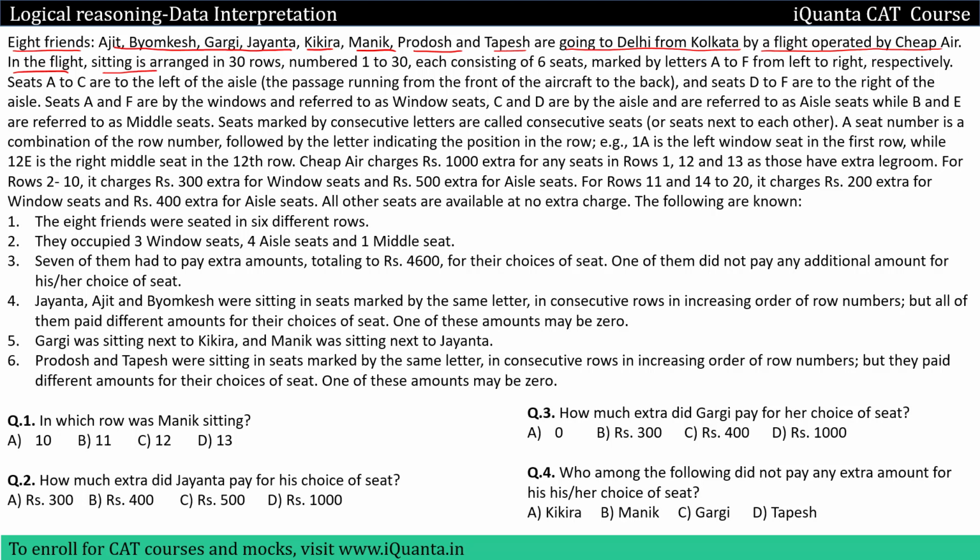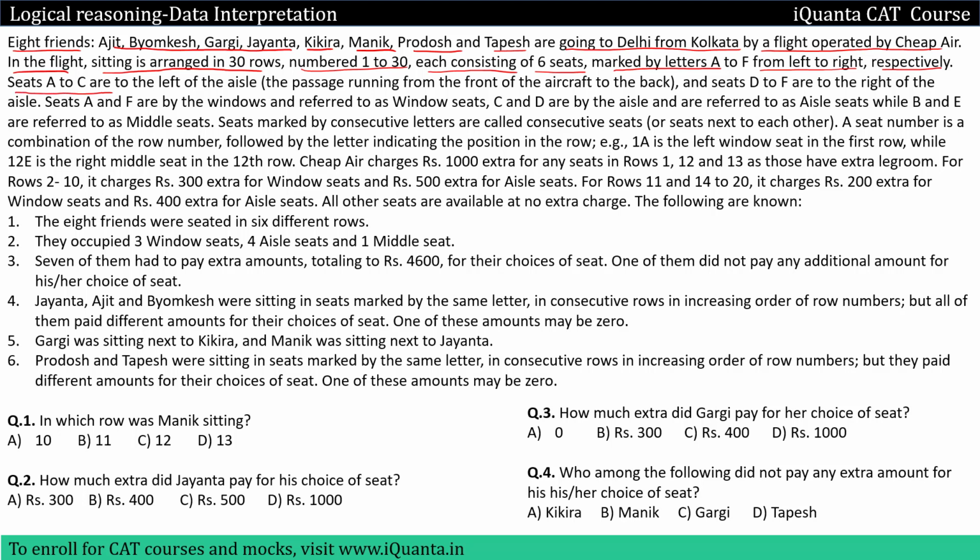In the flight, seating is arranged in 30 rows numbered 1 to 30, each consisting of 6 seats marked by letters A to F from left to right respectively. So you must have seen this in normal airplanes as well. There are rows, and in every row there are 6 seats. Mostly the seats in every row are numbered from A to F. So we have the same situation here.